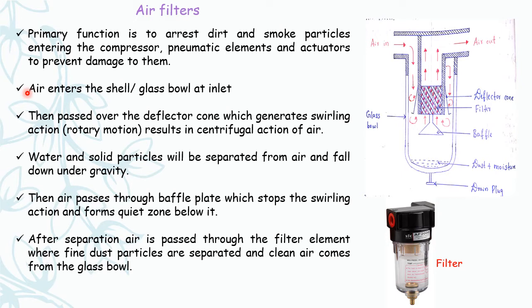Air enters the shell or glass bowl. So this we call as glass bowl. You can see a glass bowl in the image below here. So air enters the glass bowl or shell bowl at the inlet. Then air passes over the deflector. You can see a deflector cone which generates swirling action. So this deflector cone generates the swirling action, that is rotary motion. Because of this rotary motion, there is a centrifugal action of air.